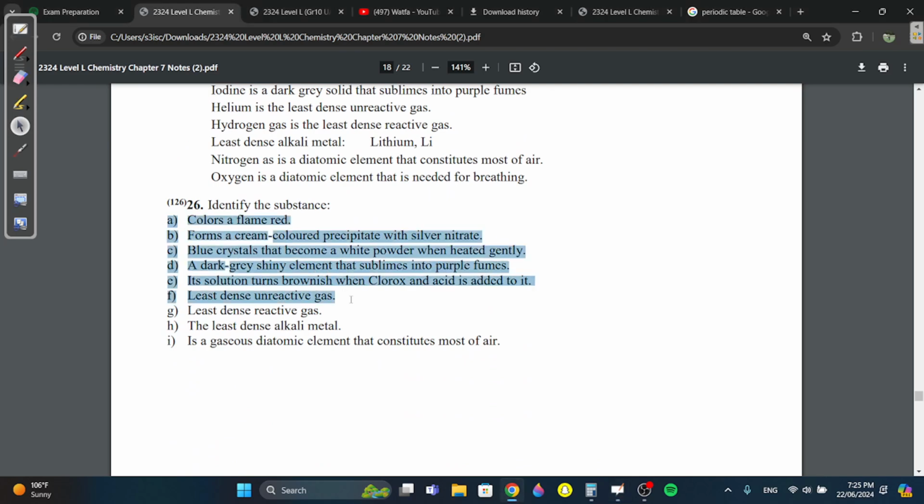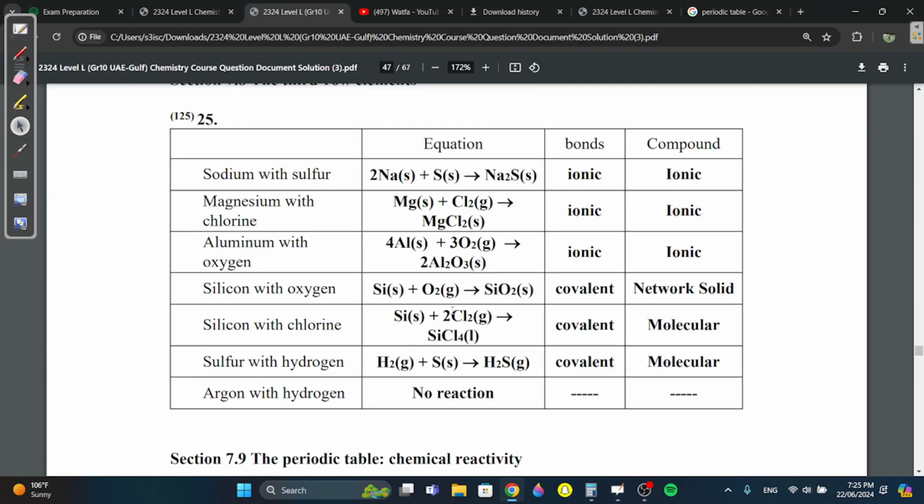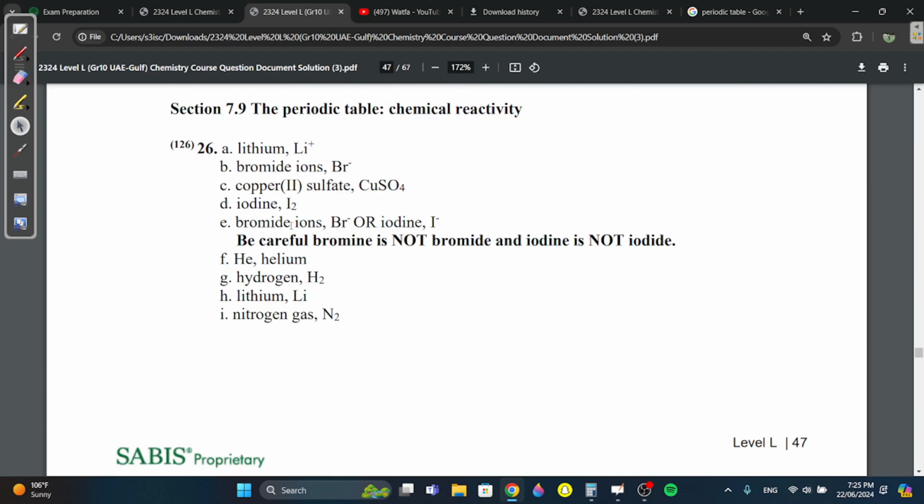Okay, 26. I'm going to skip this. I'm just going to put the answer because you just have to memorize it. Also, come on, I did it in the quiz.